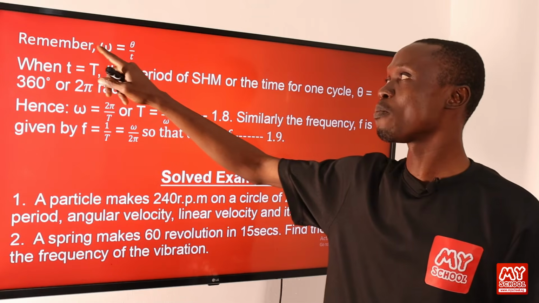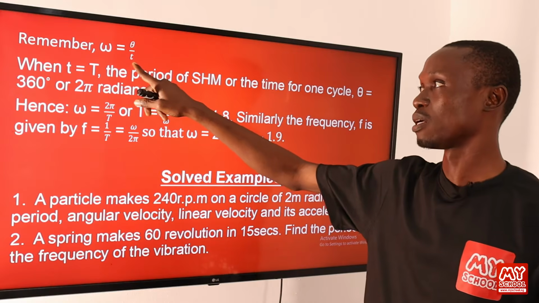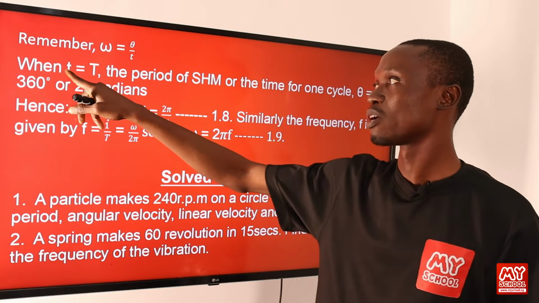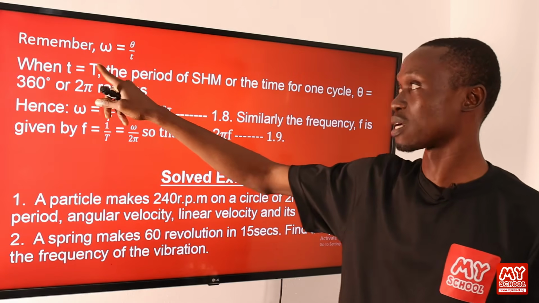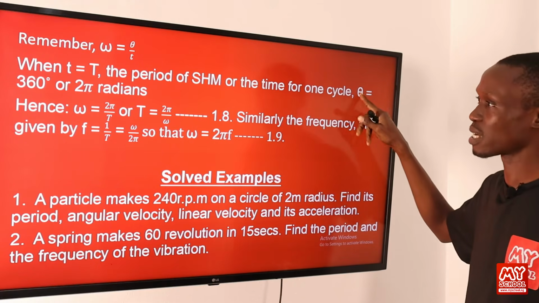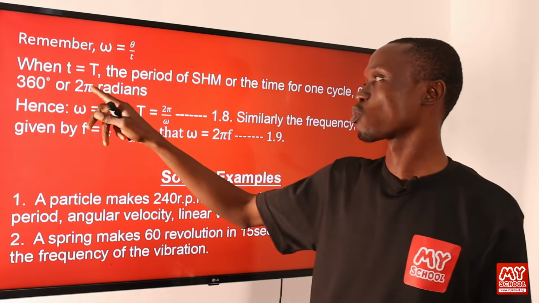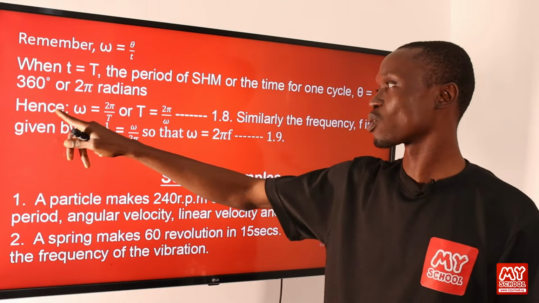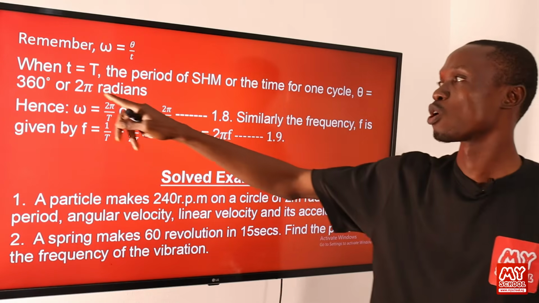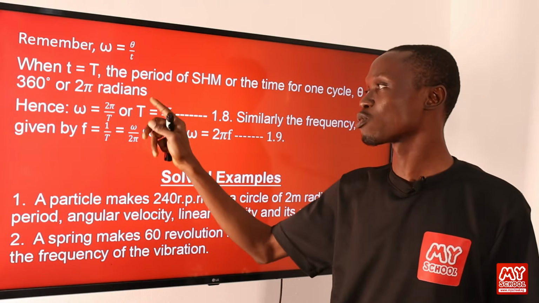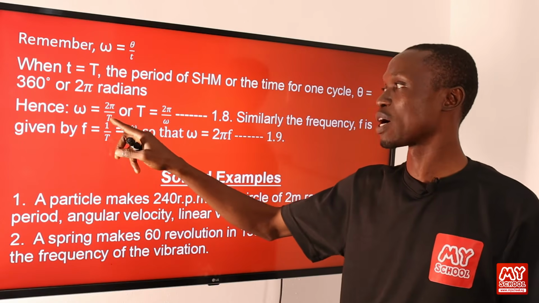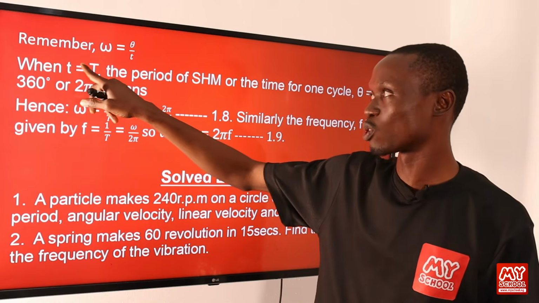So remember that omega is equal to theta all over t, right? But here we are saying that t is equal to period. Okay, t, which is the time, is equal to period, the big letter T, the period of simple harmonic motion, or the time for one complete cycle. But remember that theta is equal to 360 degrees or 2 pi radian. So we can say that omega is equal to 2 pi over T. Why? Because theta is equal to 2 pi radian, so in place of theta, we replace it with 2 pi, so that our omega is equal to 2 pi all over T. Here, we say the time t is equal to period.